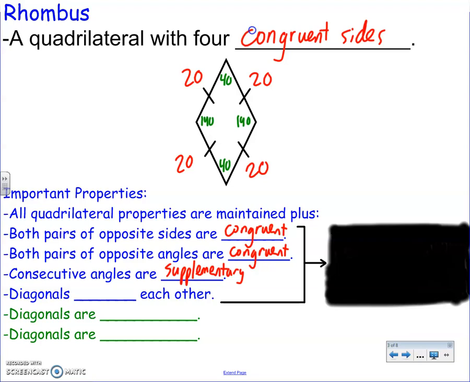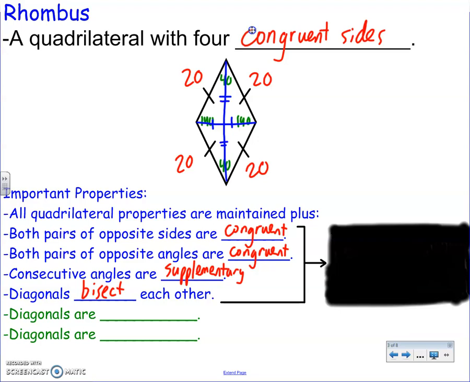Diagonals bisect each other. So I drew the diagonals. Let me use a blue line. This diagonal and this diagonal, they cut each other in half. So I'll use blue still. This piece matches this piece, matches this piece, whatever they are.